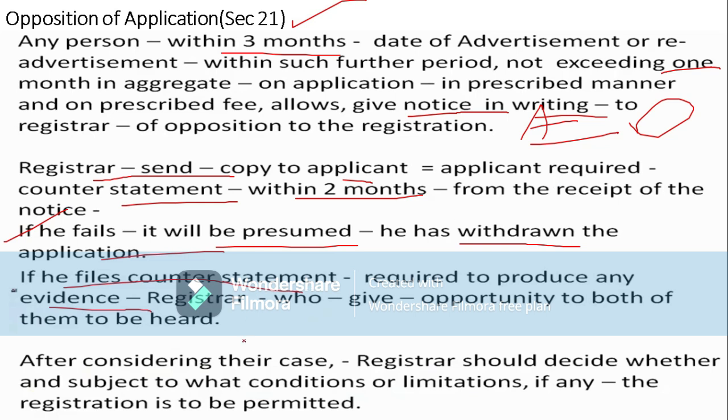After considering their case, the registrar should decide whether, and subject to what conditions or limitations, if any, the registration is to be permitted. Depending upon the merits of the case, it depends on who should be permitted, either A or B, either opposition party, subject to the provisions of the Trademarks Act, conditions and limitations.